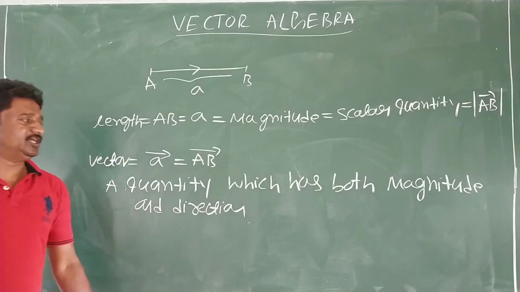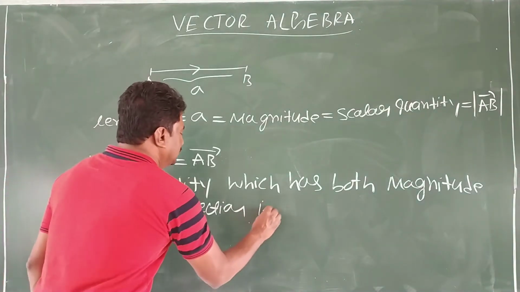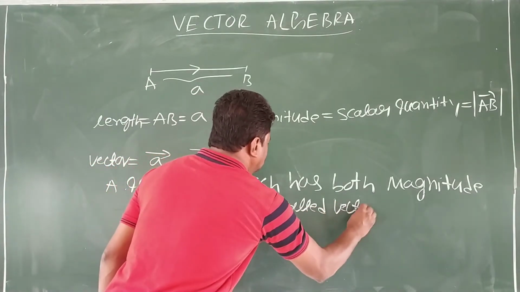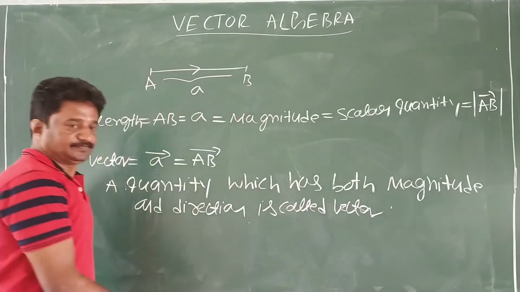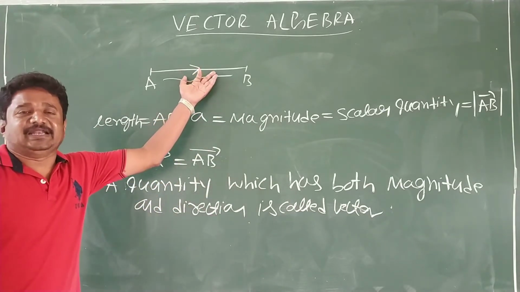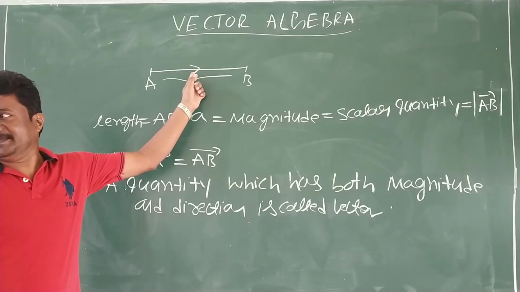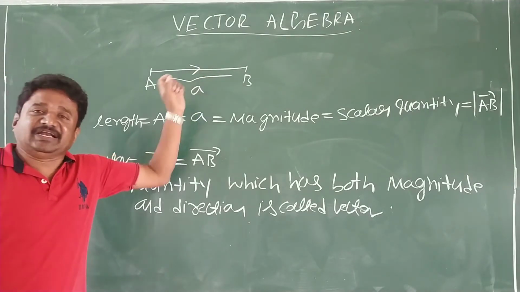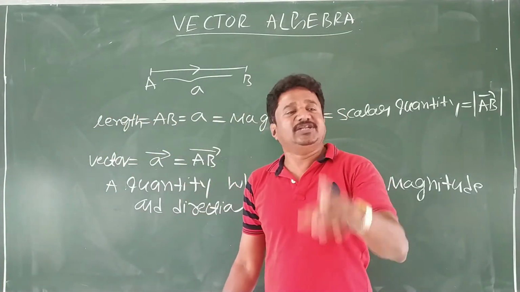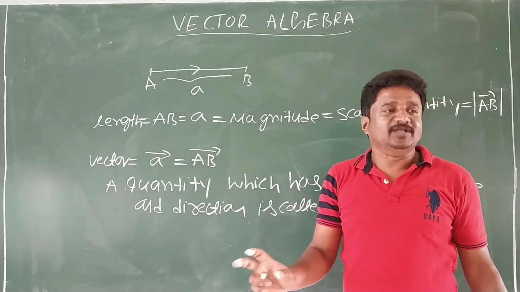A quantity which has both magnitude and direction is called a vector. Or one more definition: a directed line segment is called a vector. A line segment with direction is called a vector. A line segment without direction is a scalar.